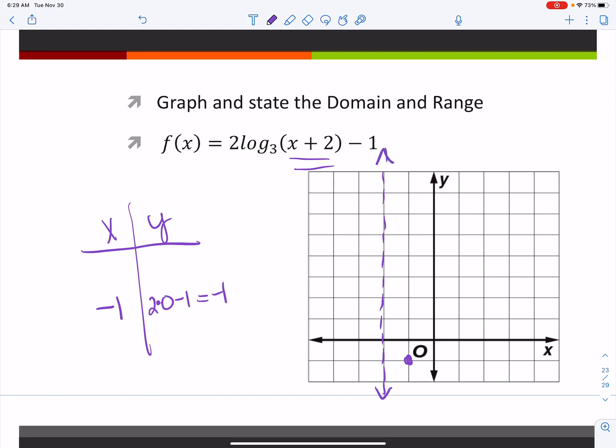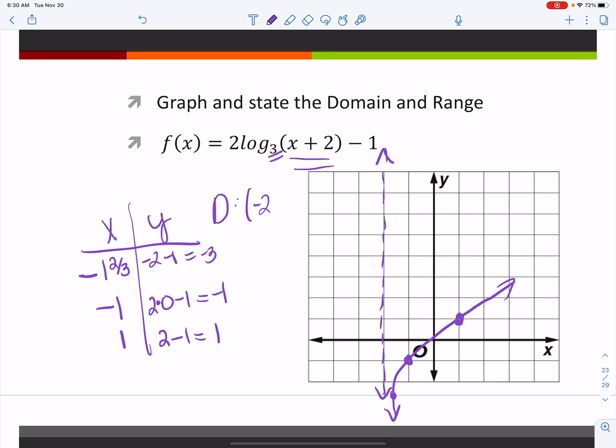Okay, I want to find what makes the inside the base, and the base is 3, so I'm going to put in a 1, because then I get a log base 3 of 3, which is 1, so 2 minus 1 is 1, so I have a point at 1, 1. And then I want to know what makes the inside 1/3, which would be a negative 1 and 2/3, because then that would be a negative 1, so you'd have a negative 2 minus 1, which is a negative 3, so at a negative 1 and 2/3, you're at a negative 3. So your domain is negative 2 to infinity, and your range is negative infinity to infinity.